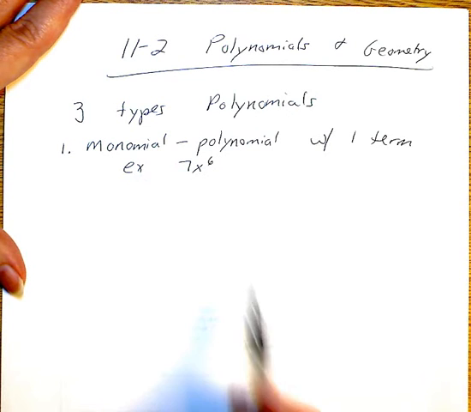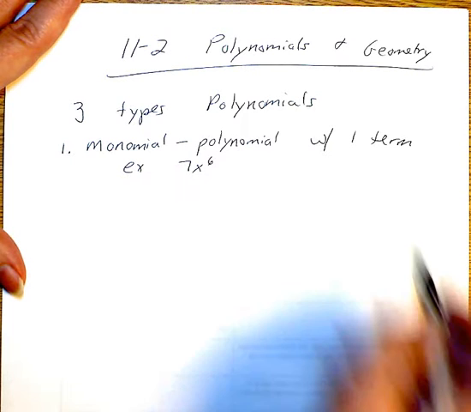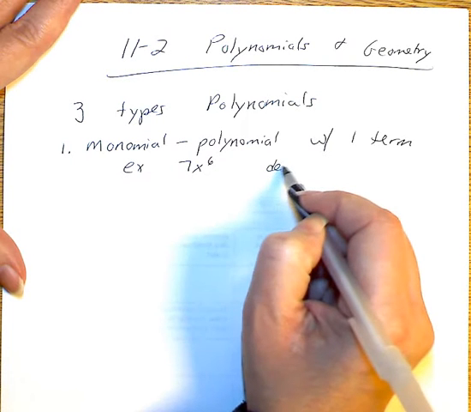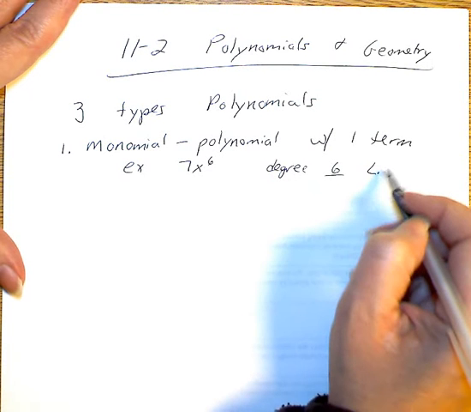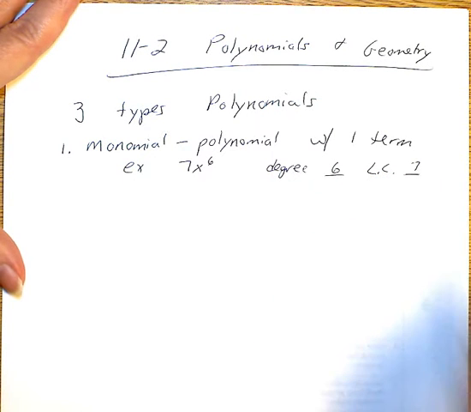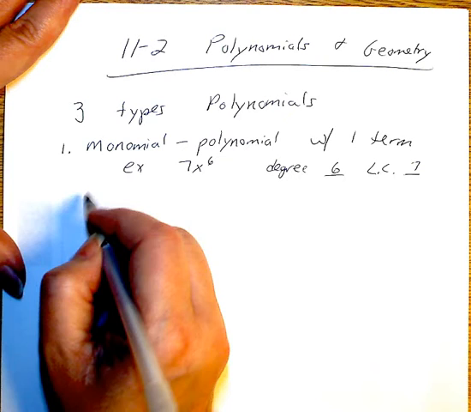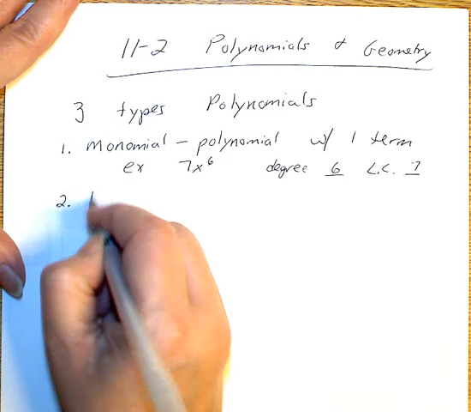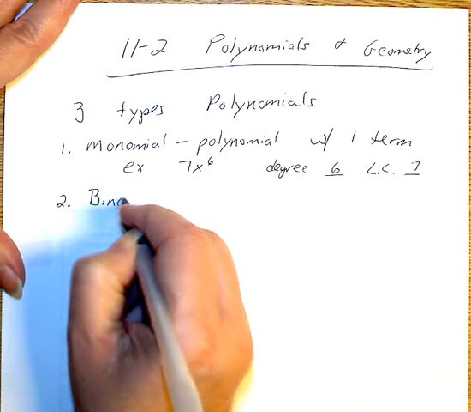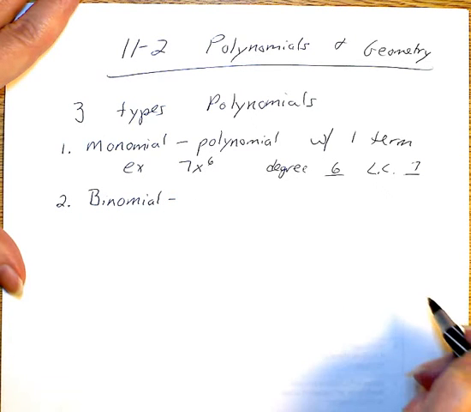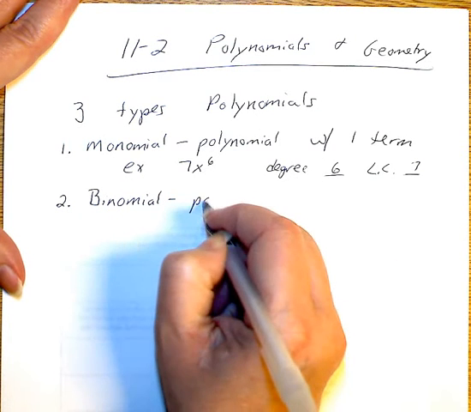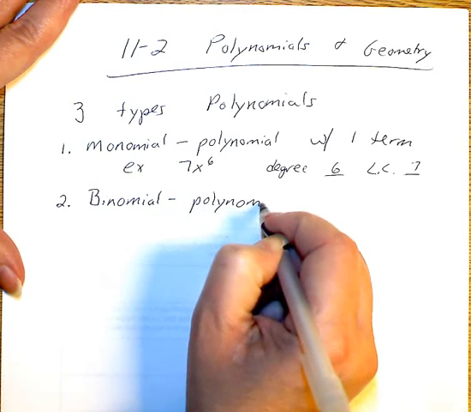What would be the degree of this? 6. And the leading coefficient? 7. Very good. The second type is called a binomial. And this is a polynomial with how many terms? 2.